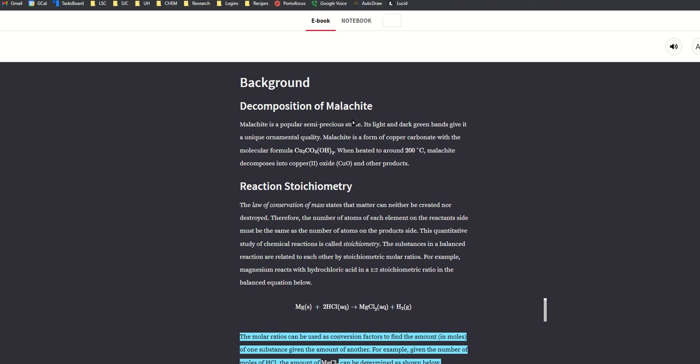So malachite is a type of stone, but it's a little bit special where whenever you heat it up to a certain temperature, 200 degrees Celsius, that's very hot, it decomposes into copper oxide and other products. So you start off with this Cu2CO3, and then you end up with copper oxide and a few other products. And we'll see the balanced chemical equation in just a little bit, but keep this in mind. You're starting with this compound, it's decomposing into a smaller compound, CuO, a less complex compound, and whatever's left over.